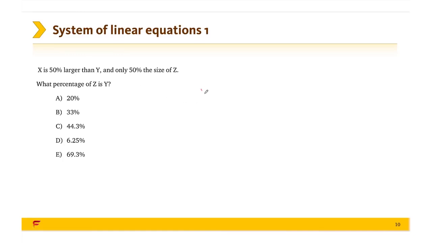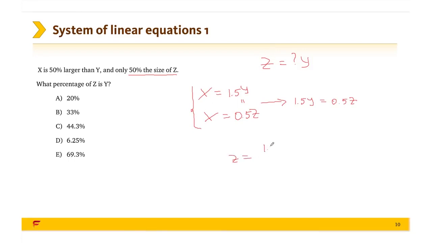X is 50% larger than y, so x is 1.5y and only 50% the size of z. So x is just 0.5z. What percentage of z is y? So we need to figure out z, some number, y. Okay, x equals 1.5y and x equals 0.5z means that these things are the same, right? 1.5y equals 0.5z. But we need an expression for z. So we're gonna write z equals 1.5y over 0.5.